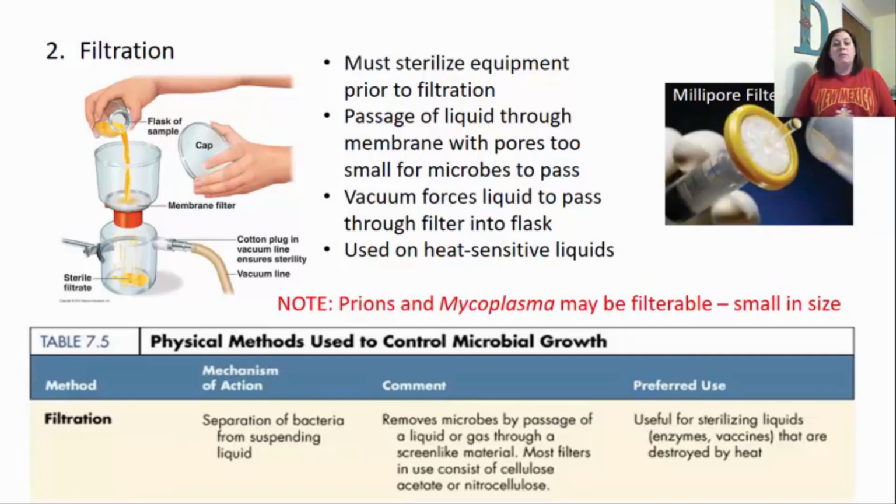So this is really important in separating bacteria from its suspending liquid. A note here is that prions and mycoplasma may be filterable. They are very small in size, and so we could potentially see that they are filterable. This is useful for sterilizing liquids, again, especially those that have enzymes or vaccines, to make sure that these things don't get destroyed by heat.